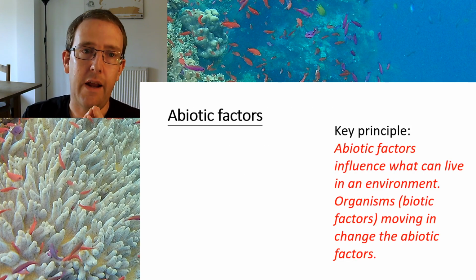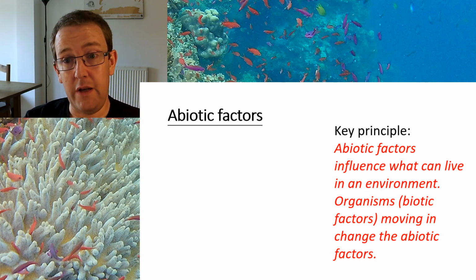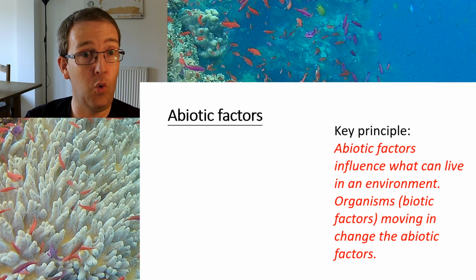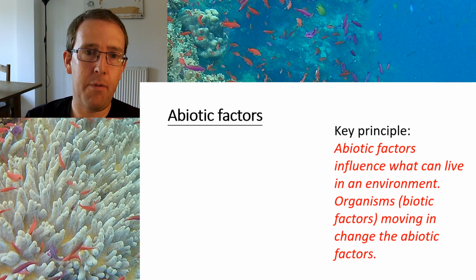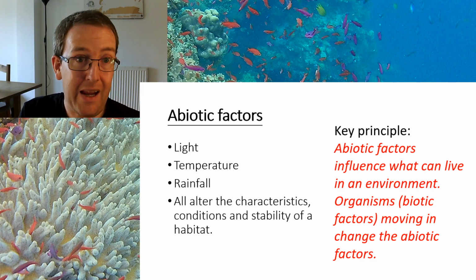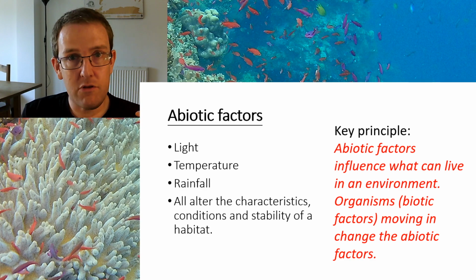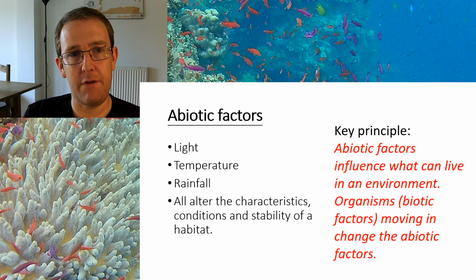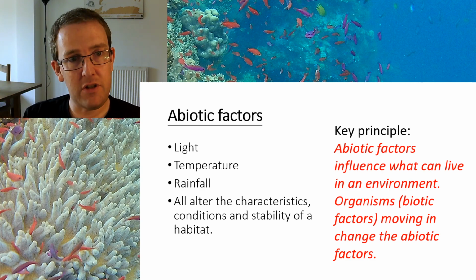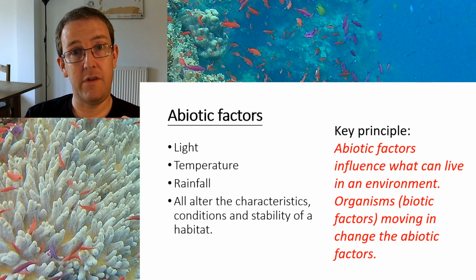Now, your abiotic factors are absolutely vital in how succession works, because when there's no life there, your abiotic factors, your non-living factors, are all that there is. I'm talking about light, temperature, rainfall, pH, wind speed, wind direction, humidity, extremes in temperature, salinity, changes in the environment. All these things are abiotic factors. They all alter the ability of species to survive in an environment.